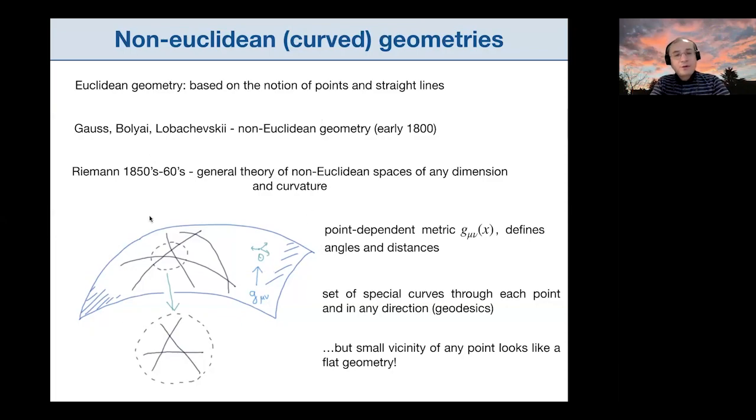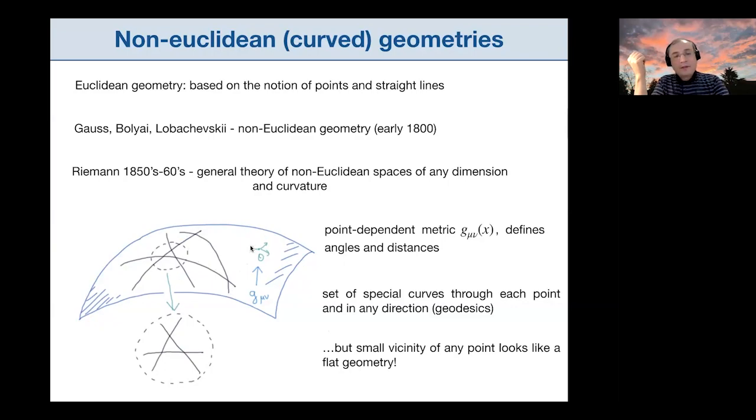The basic idea is that we've got a surface or an object on which this geometry lives. We've got a point-dependent matrix which gives us the angles and distances, meaning given a vector, you can measure the angle between the two vectors, and you can also measure distances. Moreover, there's a set of special curves through each point in any direction called geodesics. These are the counterpart of straight lines, except that they behave in general somewhat differently. They can intersect even if they were parallel initially.